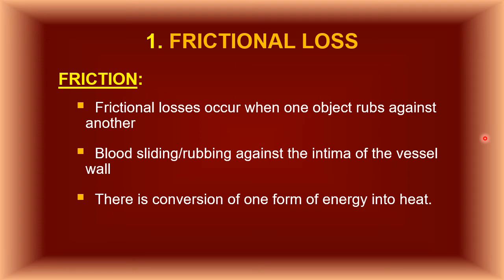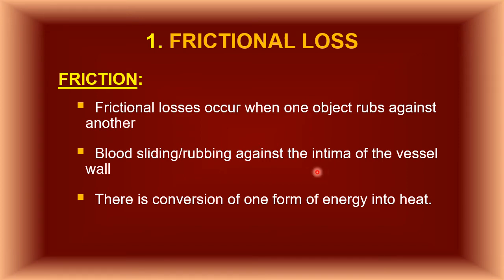This friction will create heat. Meaning the kinetic energy in the hand is converted to another energy, which is heat. So now we are losing energy. We are not losing energy, we are converting energy from one type to another, the kinetic energy to heat energy. So in the circulation, this is when the blood is sliding or rubbing against the intima of the vessel, this is a kind of friction loss.